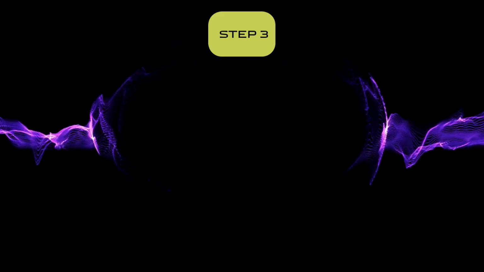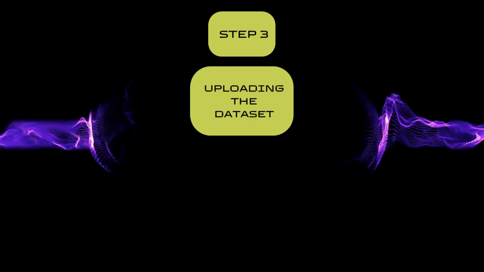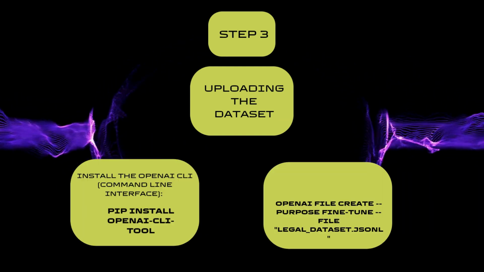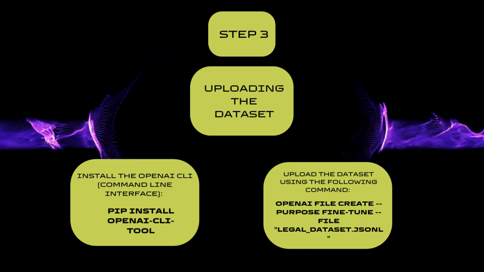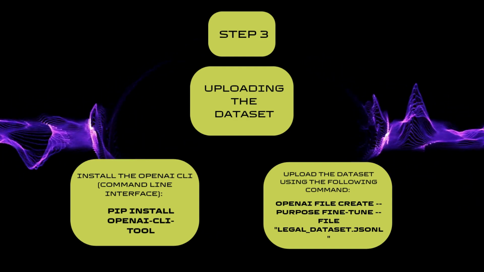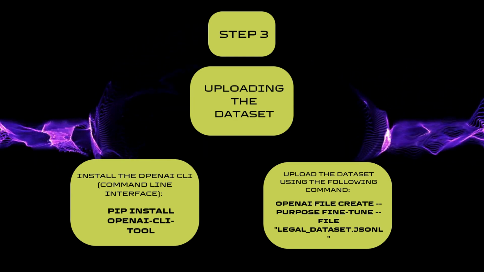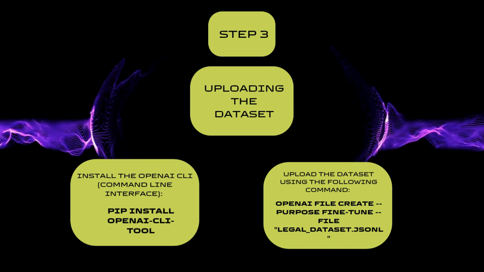Now we move to step 3. Step 3 is basically uploading the dataset. Now that we have the dataset ready in JSONL format, let's upload it to OpenAI for fine-tuning. First, install the OpenAI CLI, the command line interface basically. Upload the dataset using the command shown in the right box at the bottom. Once uploaded, you will receive a file ID. Make note of it. We will need it for the next step.